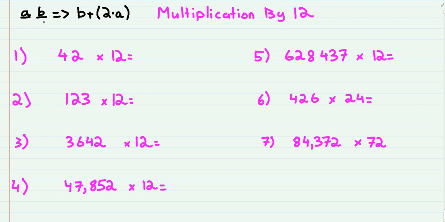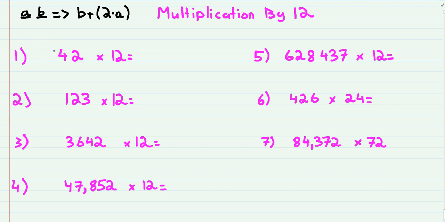Suppose we have two digits. We start at the right digit, which corresponds to B. And we say B plus twice the digit to the left, so B plus 2A. It's going to be easy to understand once we do an example. It's most easily understood with examples.